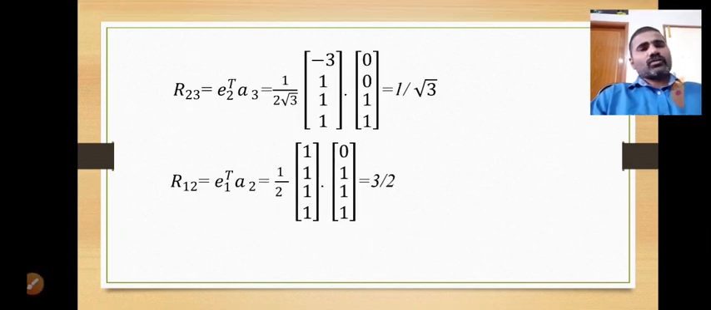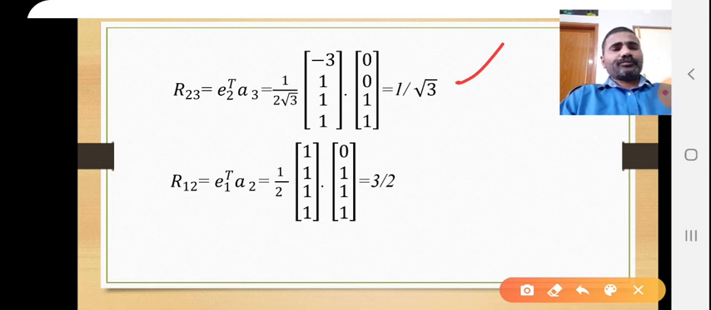And we can construct R23 also. R23 equals E2 transpose into A3. E2 is 1 by root 12, which is nothing but 1 by 2 root 3, into minus 3, 1, 1, 1. A3 is nothing but 0, 0, 1, 1. First two entries are zeros, that's why they are zeros. So 1 by 2 root 3 into 2, the 2 will be cancelled, it is 1 by root 3 only. Okay?